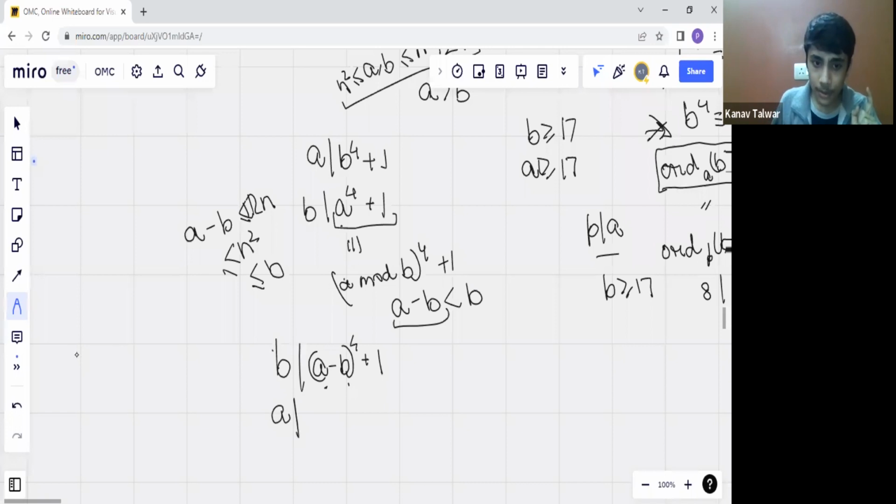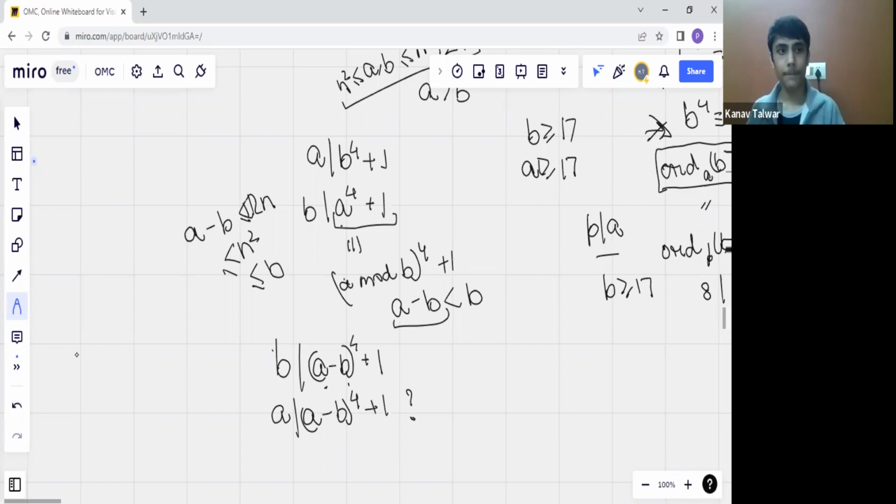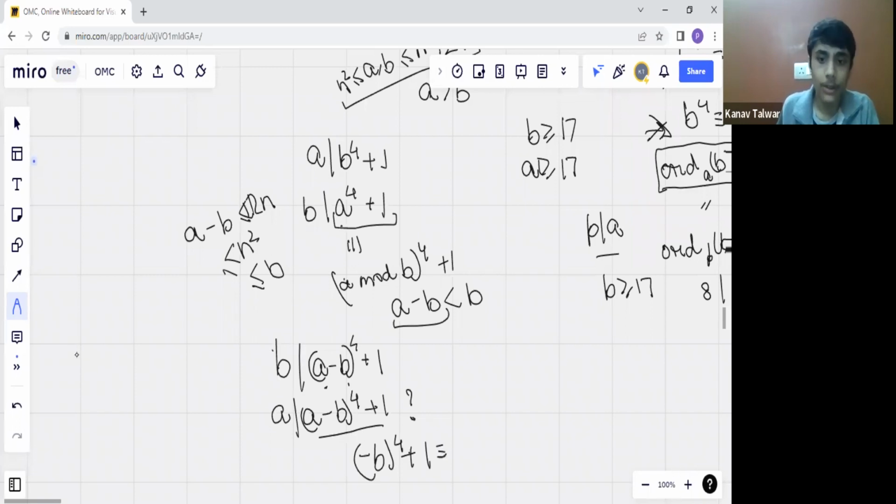I'll just give it away because of time issues. Is this true? Does A divide A minus B to the 4 plus 1? Just type yes or no in the chat, whatever you think. I think yes, I'll just make sure. What is A minus B modulo A? It's negative B, right? And what is negative B to the 4? It's B to the 4. So A minus B to the 4 is congruent to B to the 4 plus 1, which was 0. So this is also true.